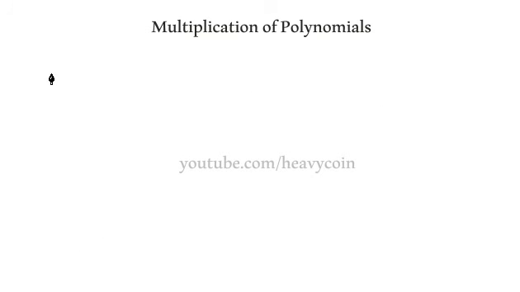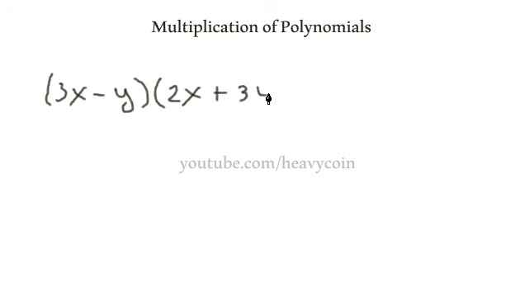Alright, so let's look at another one on that. Let's say we have 3x minus y times 2x plus 3y. Okay, so we take the 3x, multiply it by 2x, so that's going to give us 6x squared, and then 3x times 3y. 3 times 3 is 9, and we just have xy.